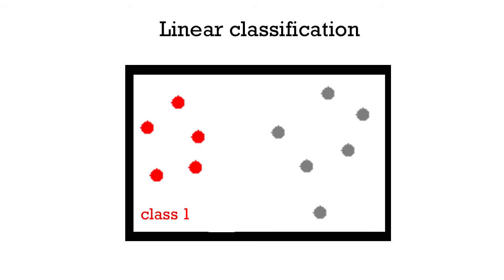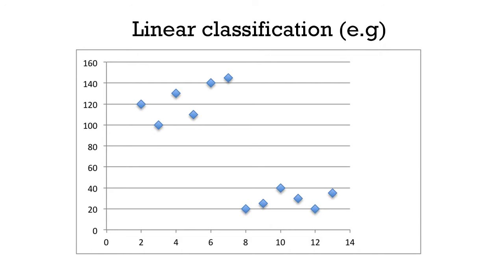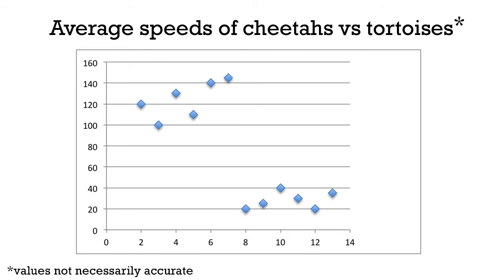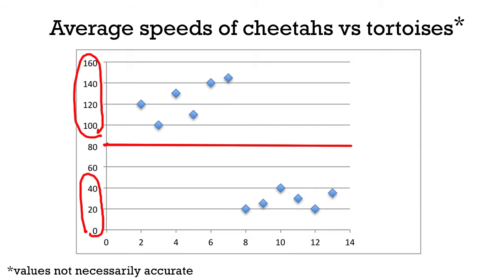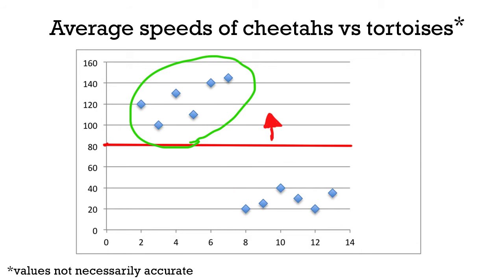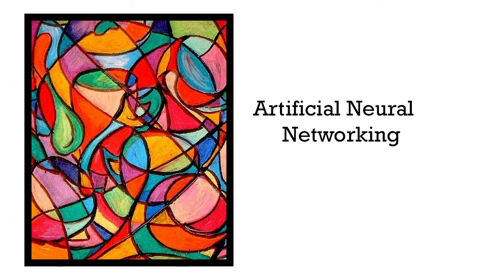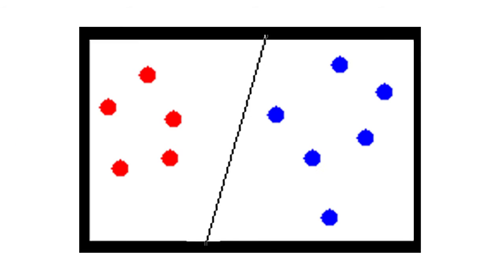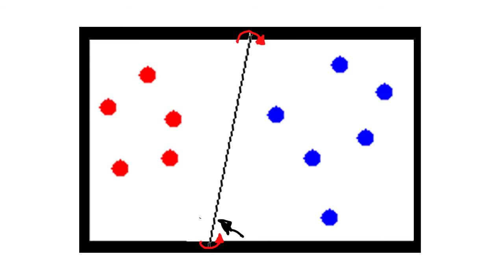Neural nets are used for linear classification. Linear classification is when you have to separate classes from one another by drawing a line, any line that accurately separates them. For example, you have a graph plotting points of the average speeds of cheetahs versus tortoises. To classify which points belong to the tortoise, you would draw a line separating the higher speeds from the lower speeds. All the values below the line belong to the tortoise, and all the values above the line belong to the cheetah. The art of artificial neural networking lies in calculating the location and gradient or slope of that line.